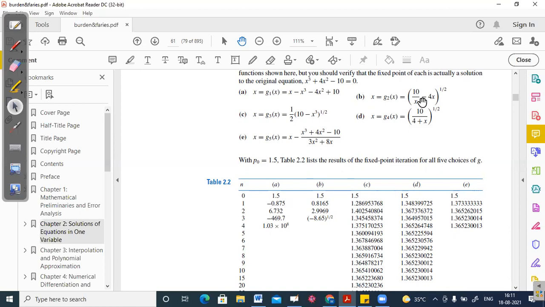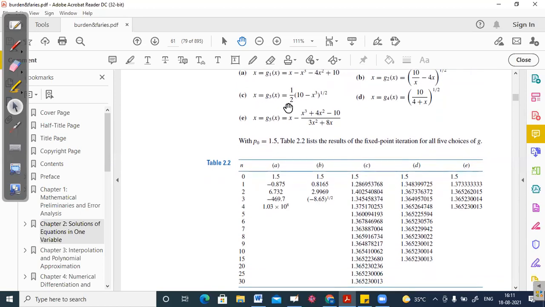So for the second option, if I take 1.5, the same initial guess, and put it into the function, you are getting 0.8165. Then in the third iteration, you are getting 2.99. Then here you are getting a complex number. It is not converging.